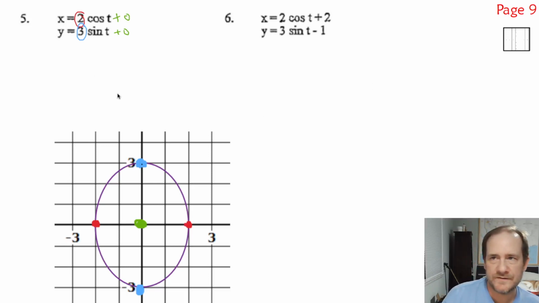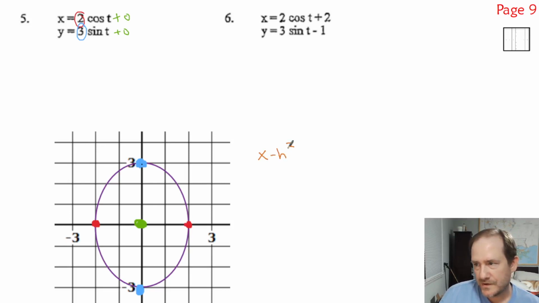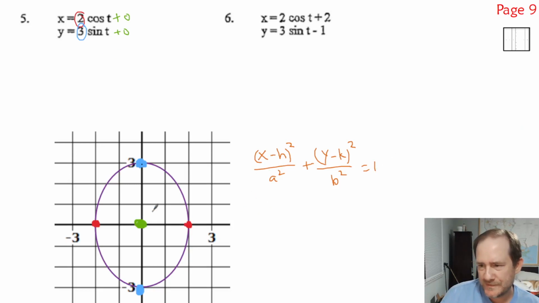algebraically how to convert this into rectangular form? I'd like to think that you don't really need algebra to convert this to rectangular form, because you know that the rectangular form should be x minus h all squared over a squared plus y minus k all squared over b squared equals 1. So that would mean this guy with its center at the origin, this would be 0 and 0, giving me just an x squared over and a y squared over.